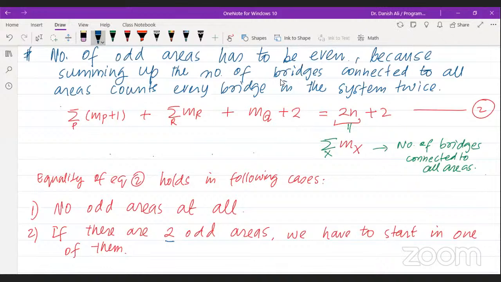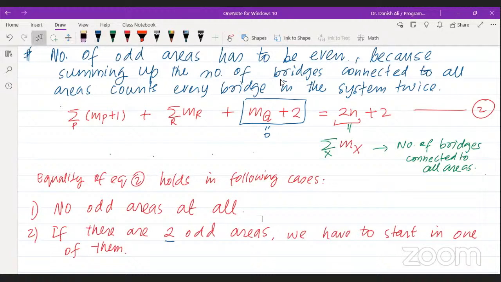For example, you have 4 odd areas and you start from an odd area. Then this does not happen. This is 0. But since you have 4 odd areas, so MP plus 1, MP plus 1. So let's go P1, P2, P3, P4. From each one you will get here 4, and here you have 2. So again you get a difference of 2. And similarly if you have 6 and 8 and so on. So this equality holds only if there is no odd area, or if it has 2 odd areas.